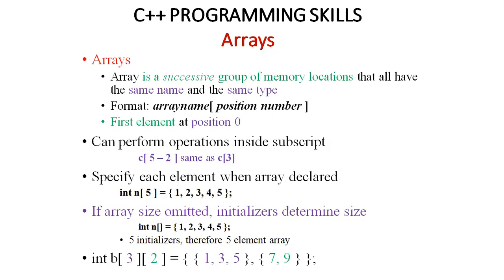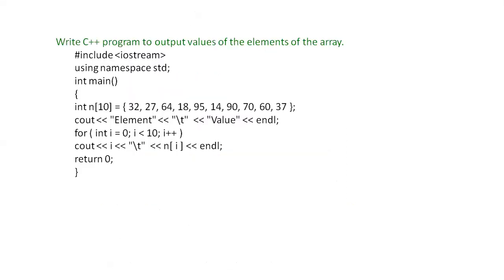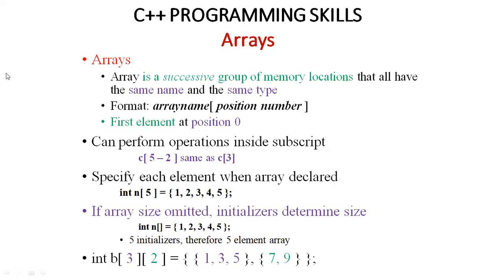An array can perform operations inside the subscript. Like this here, usually we declare like C[3]. So this is the same thing as C[5 minus 2]. 5 minus 2, the answer is 3 here. You can even write here, for example, 1 plus 2. 1 plus 2 is also the same as 3 here. So it means the array can perform operations inside the subscript. The subscript is here. You can write it like this and you can write it like this also.